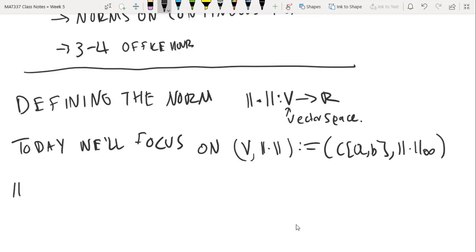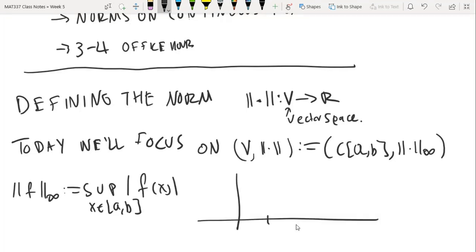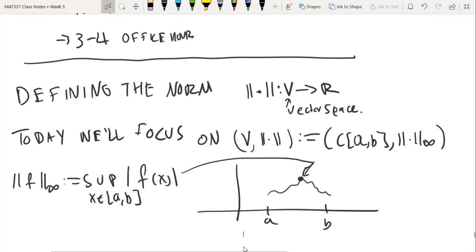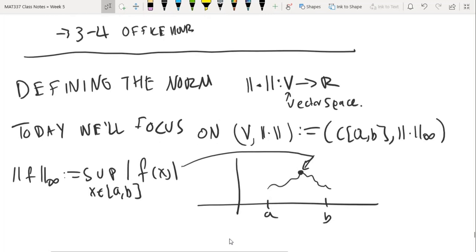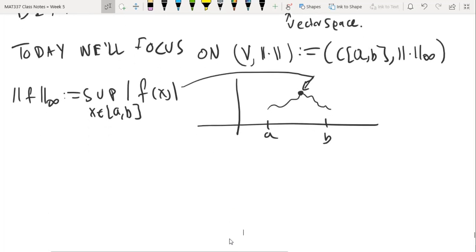What's the supernorm? It's the maximum. So this is the norm, and it's this value. So we'll do some examples and prove that continuous functions are complete with the supernorm. Okay, so first some definitions.